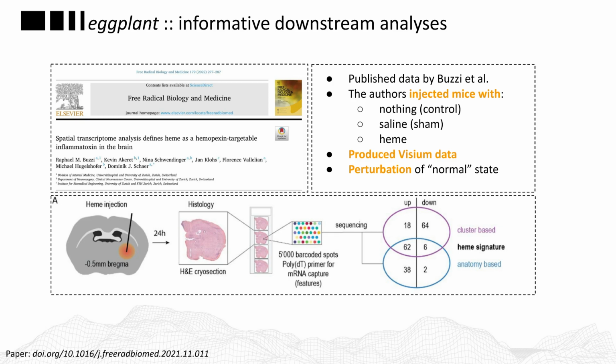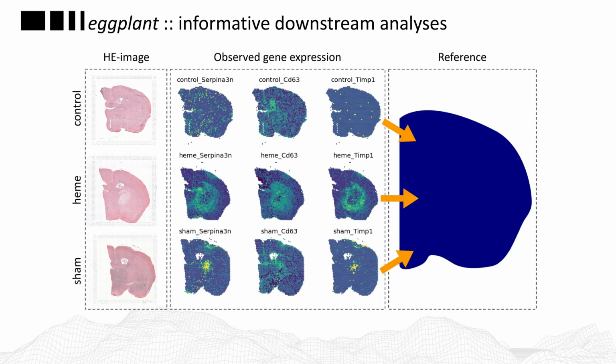And we can think of this dataset as a perturbation dataset, where they have perturbed the normal state by injecting this saline or heme solution compared to the control where nothing has been injected. And I won't really go into any details of the biology here. If you're interested in that, have a look at the publication. What's of interest to us is that we have these three different conditions that we could look at and compare different features between. So here's a similar image to what I showed you before with the sagittal mouse brain, where we have the three different sections that constitute the control, the heme and the sham sample.